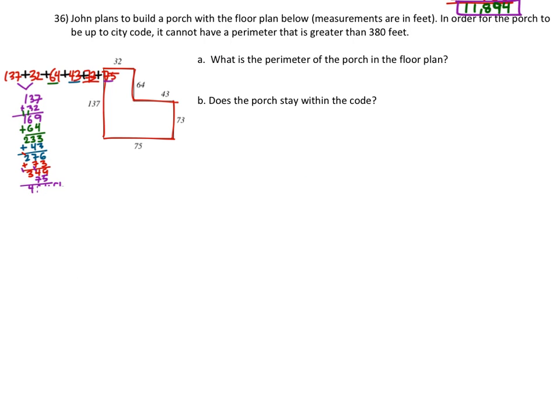So what is the perimeter? I'll write that in over here, the value that we got. 424 feet perimeter. And it does not stay within the code because 424 is bigger than the 380 feet.